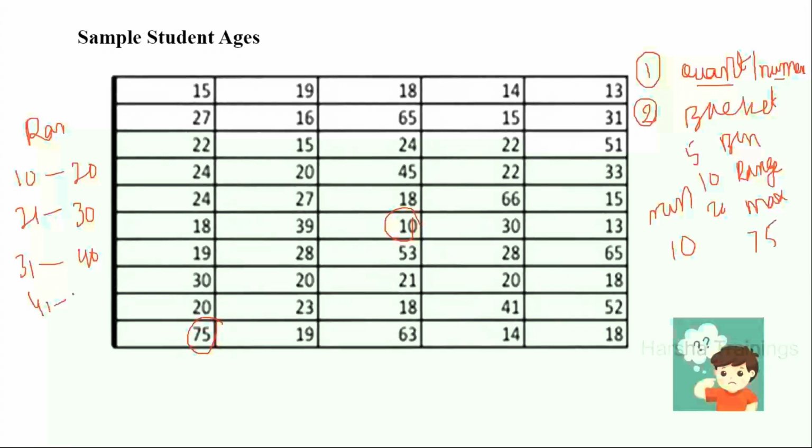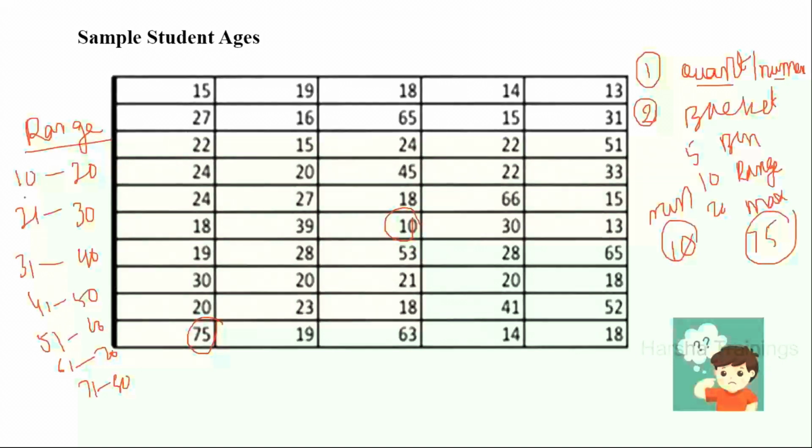41 to 50 in another bucket, 51 to 60, 61 to 70, and 71 to 80. That's it. No more, because my minimum value is 10 and maximum value is 75. So all the numerical values which are available fall in this given range. Can you please respond? Clear?